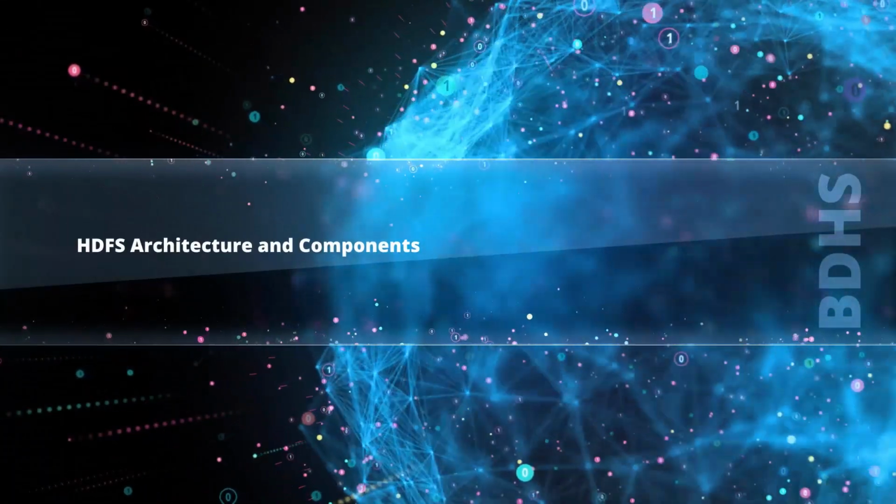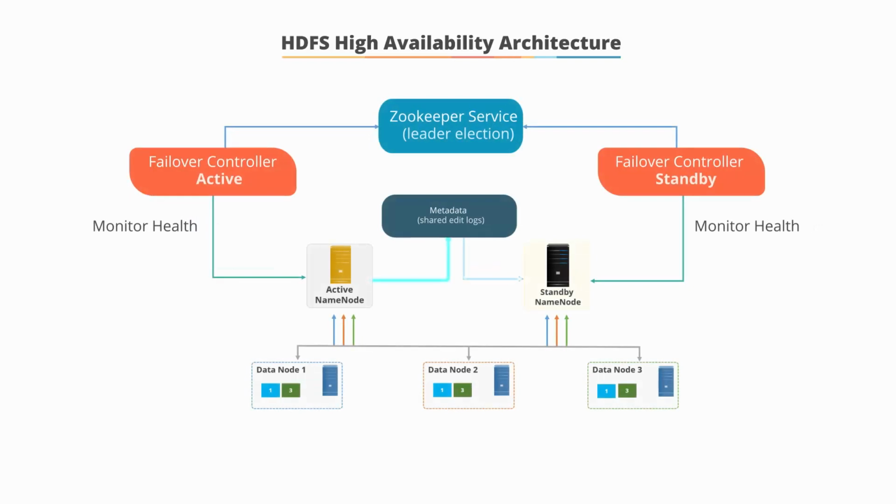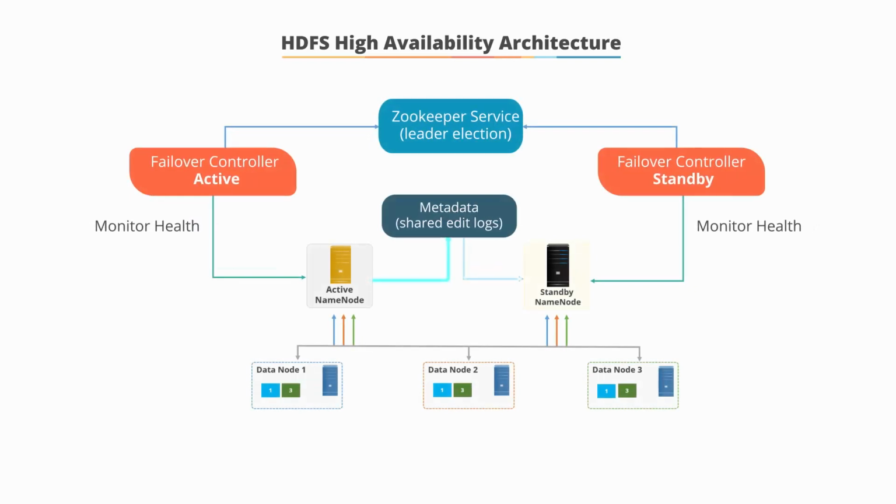HDFS architecture and components. HDFS is a high availability architecture. Broadly, HDFS has a master-slave architecture. So how does it work? In a typical HA cluster, two or more separate machines are configured as name nodes.